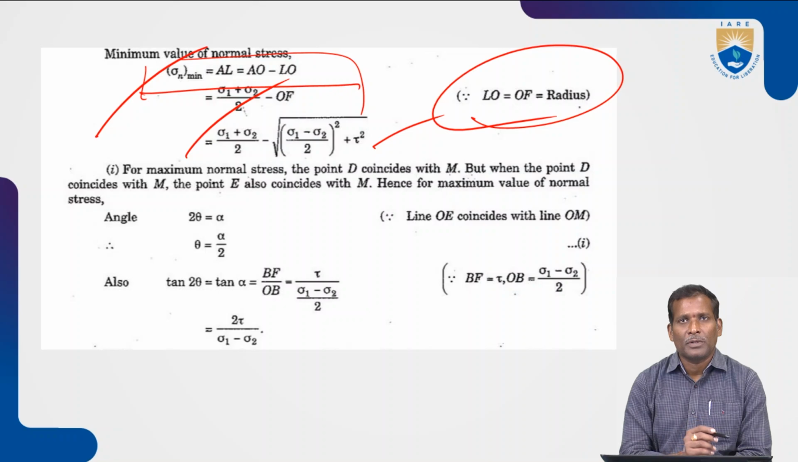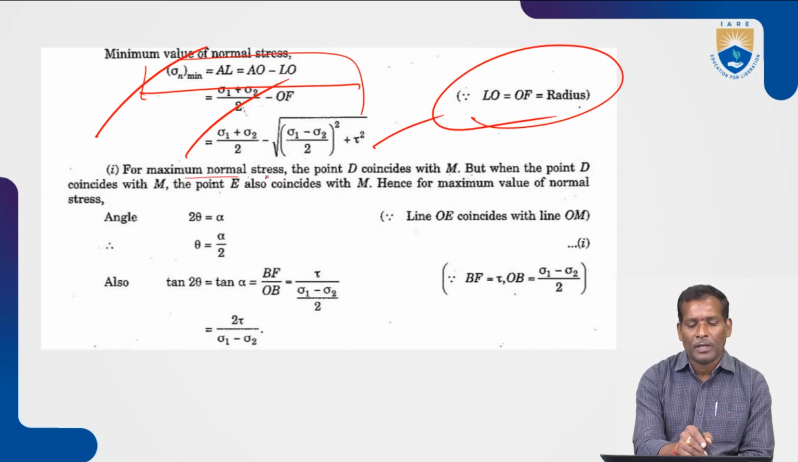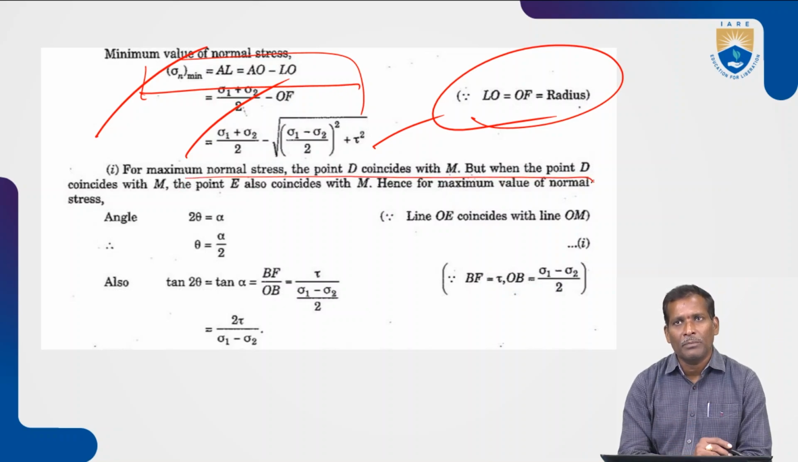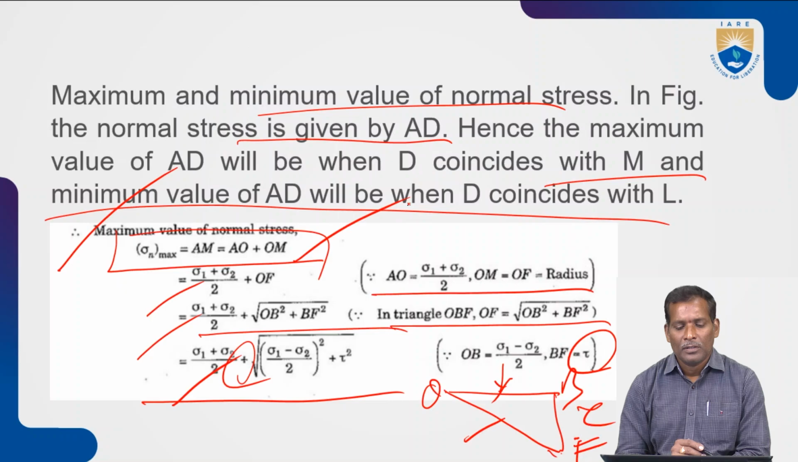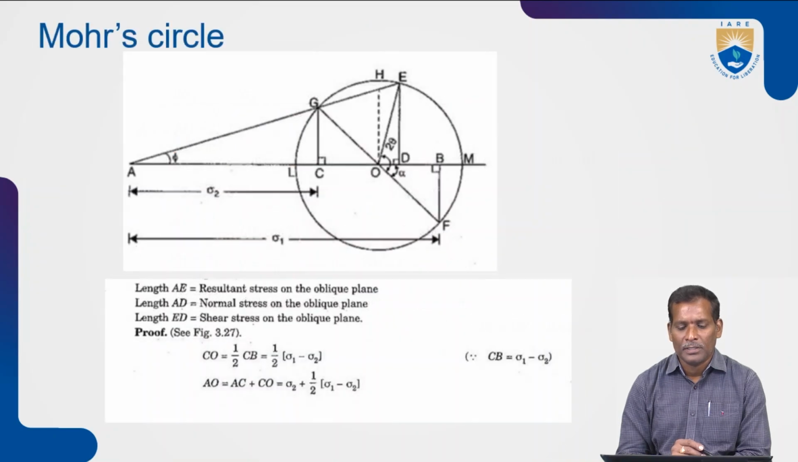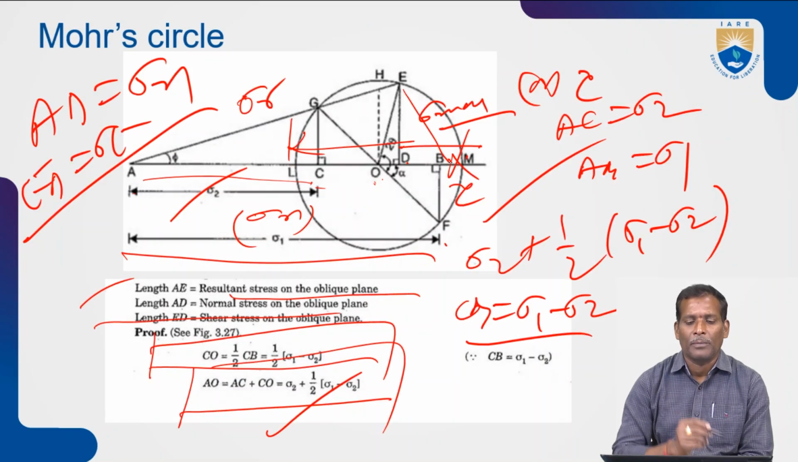So that is the difference between the maximum and the minimum. For maximum normal stress, the point D coincides with M, but when the point D coincides with M, the point E also coincides with M. The E also coincides with M.